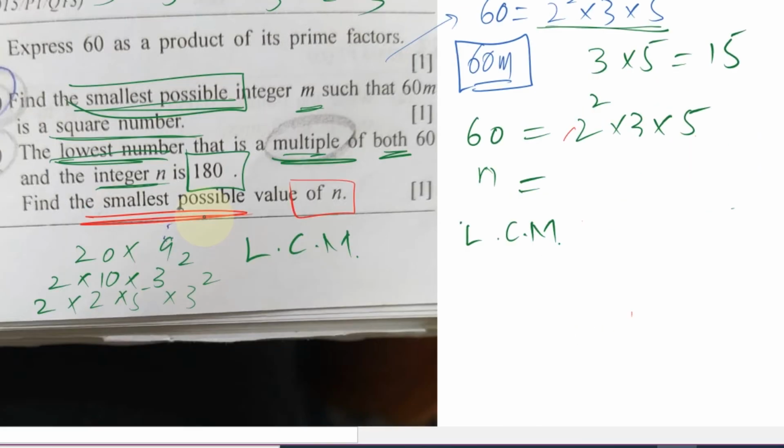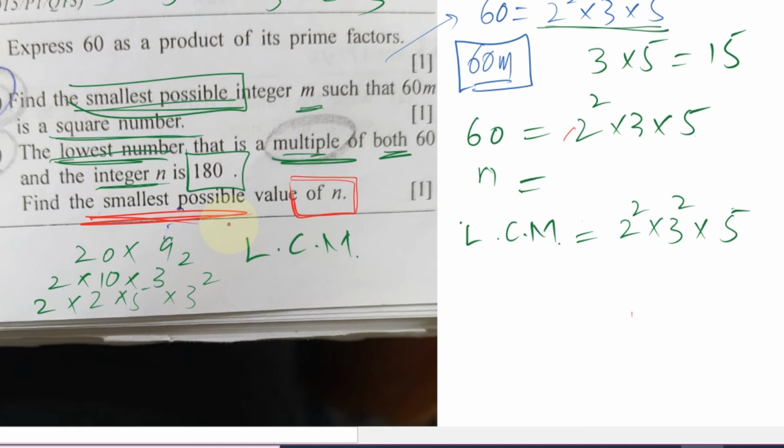180 written as the product of prime factors would be 20 times 9. You can split it and write it. So 180 is basically 2 square times 3 square times 5. Because 2 square is 4, 4 times 5 is 20, 20 times 3 square, 9, gives 180. So this is the LCM, and we have to find the smallest possible value of n. What would be n here?